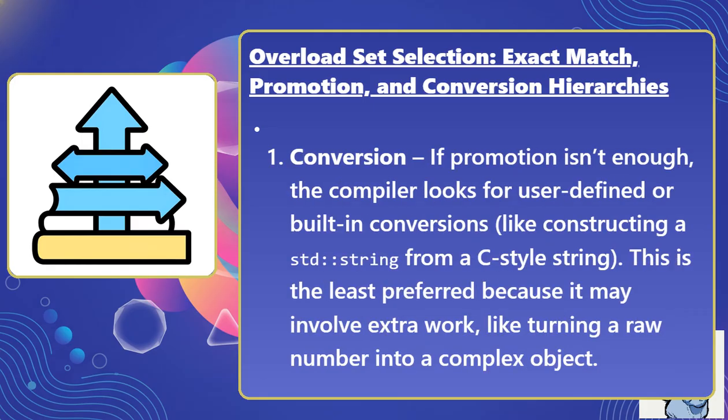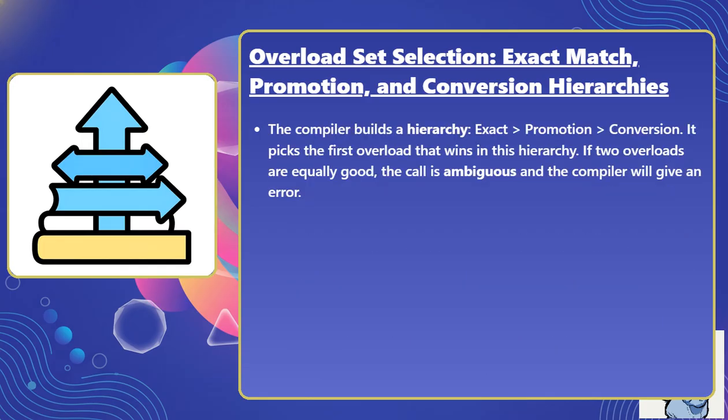Conversion, if promotion is not enough, the compiler looks for user-defined or built-in conversions, like constructing a std::string from a C-style string. This is the least preferred because it may involve extra work, like turning a raw number into a complex object. The compiler builds a hierarchy, exact greater than promotion greater than conversion. It picks the first overload that wins in this hierarchy. If two overloads are equally good, the call is ambiguous and the compiler will give an error.